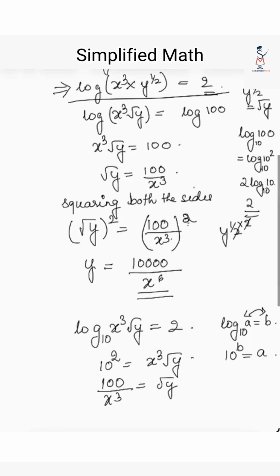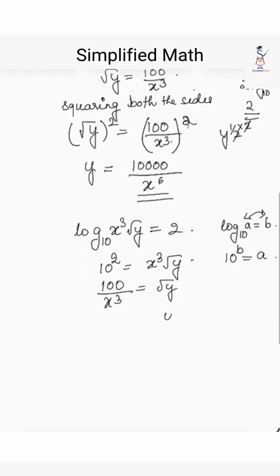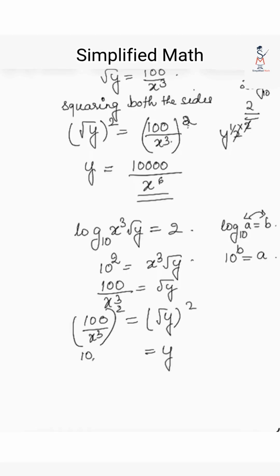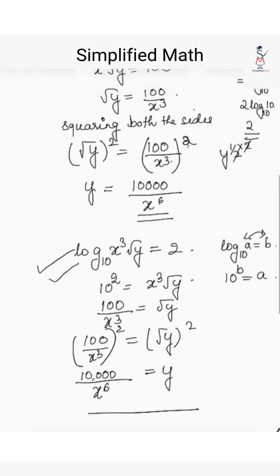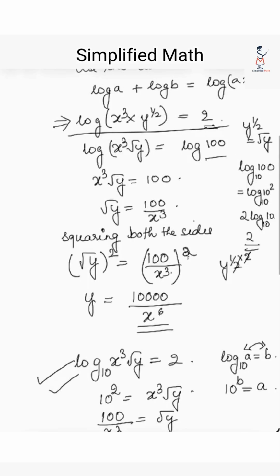Again squaring both the sides, you will get y this side and this will become 10,000 and 3 into 2, x raised to the power 6. Either do this way or write 2 as log 100, do this way. Any which ways you can.